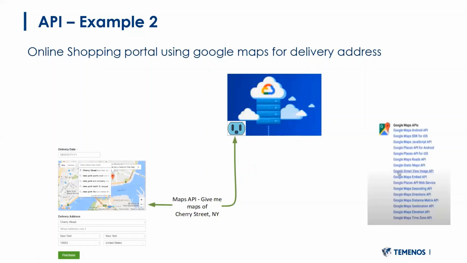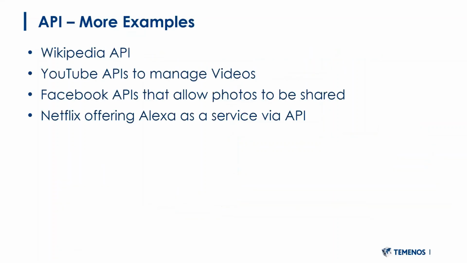Not only that, you can see there are a lot of APIs that are exposed by Google. It's on the right side. So you could make use of all of them to take benefit for your business. There are many more examples, actually thousands of them, but I just put here some popular examples. Wikipedia APIs allow you to publish or get contents from the Wikipedia site. YouTube APIs to manage videos. So you don't have to host your video in multiple places. You can just host it in one place on YouTube, and then you could publish that in multiple applications.